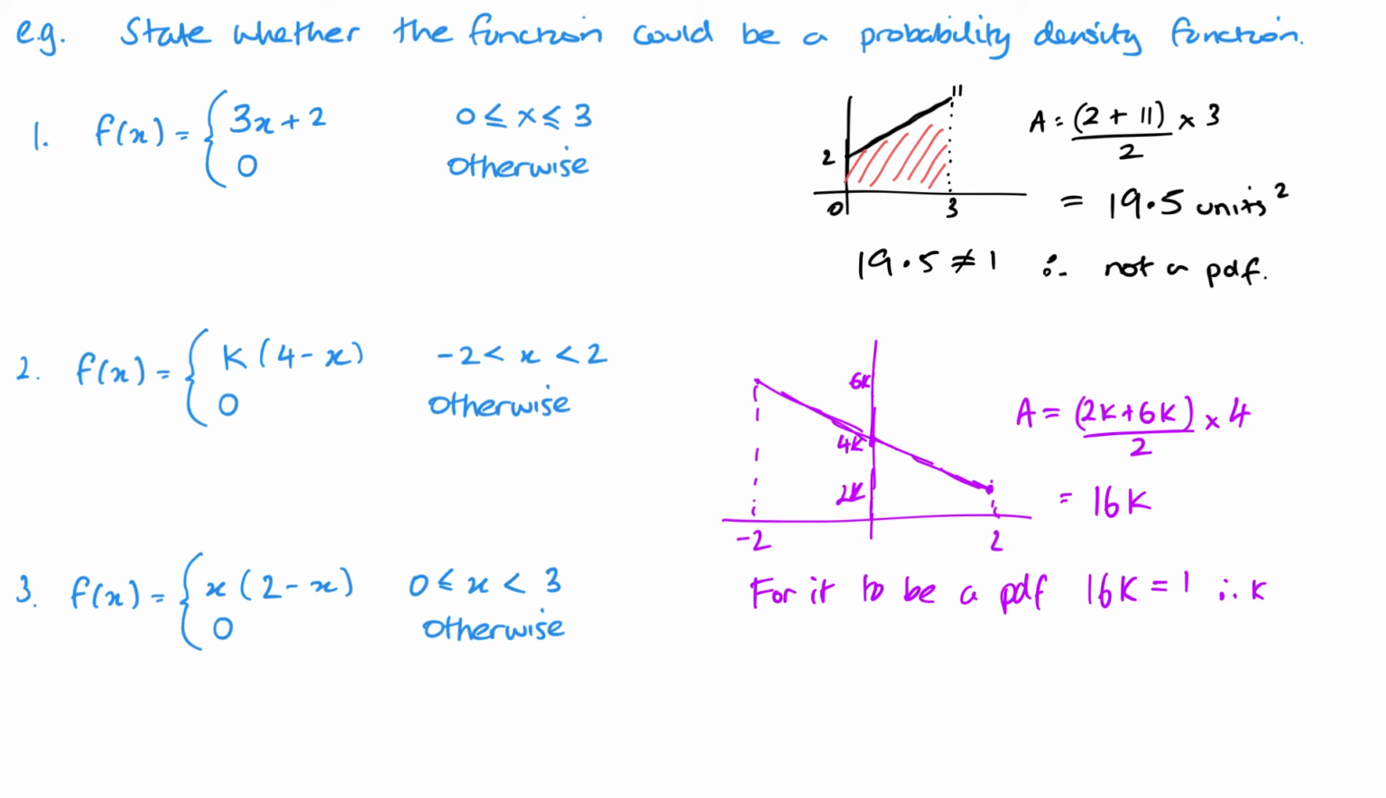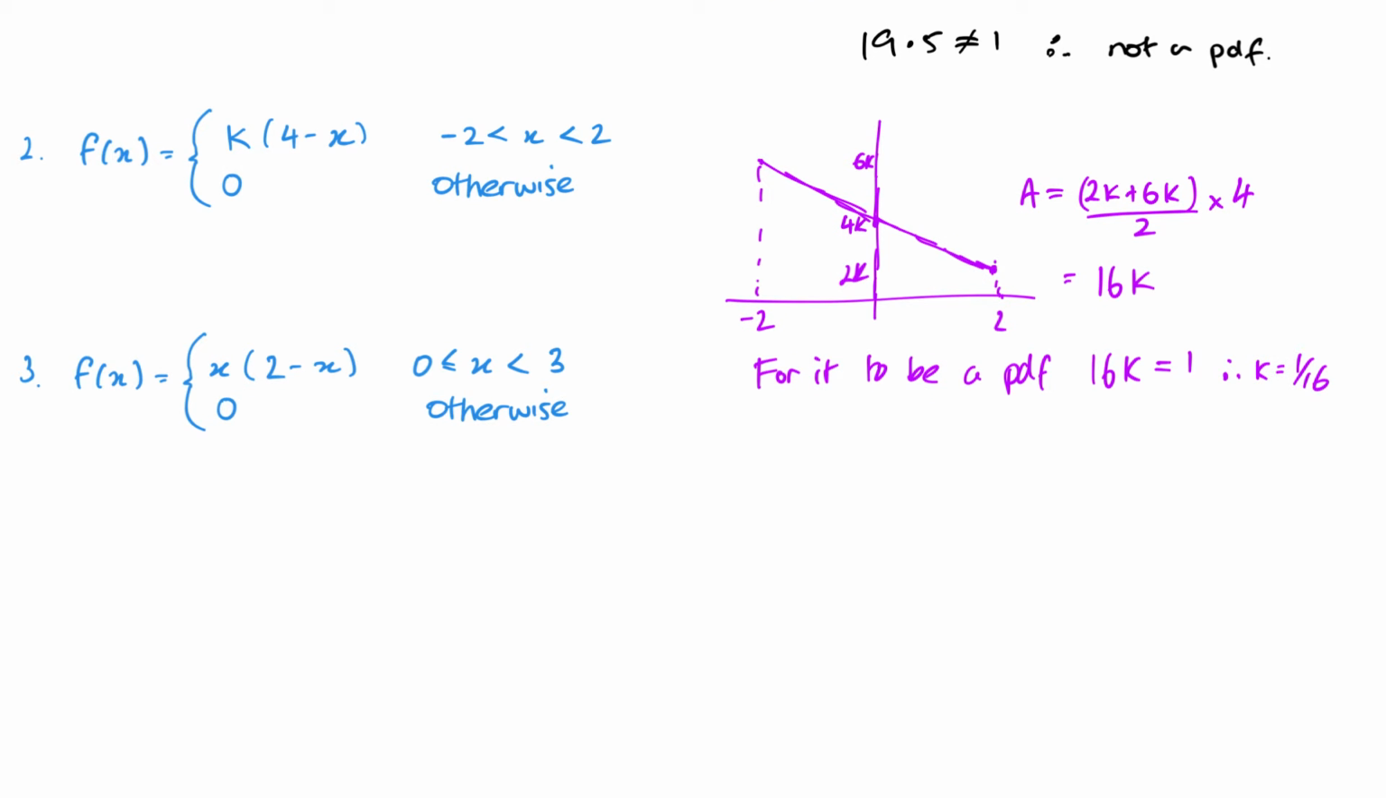Therefore, k would equal 1/16. So if this was to be a PDF, k would have to be 1/16. Any other values of k would mean it's not a PDF. Hopefully that makes sense. Now, just moving it up so that I've got a bit more room, let's look at our third and final one.